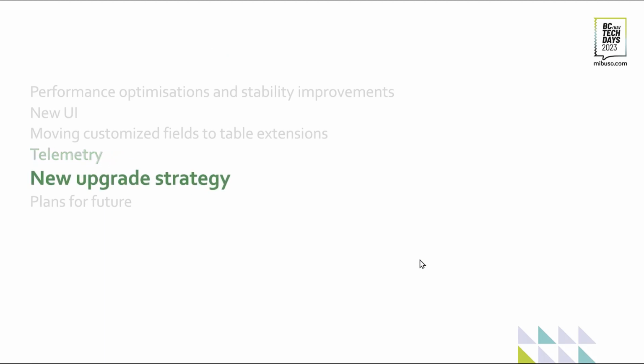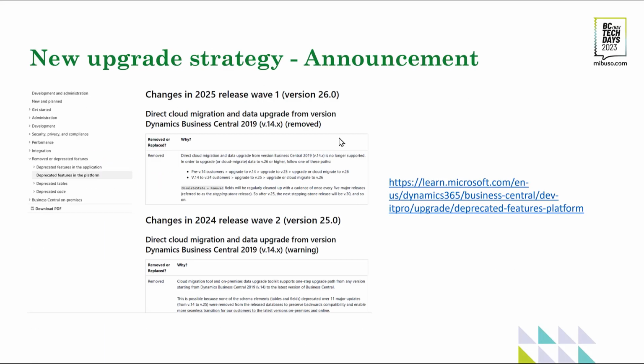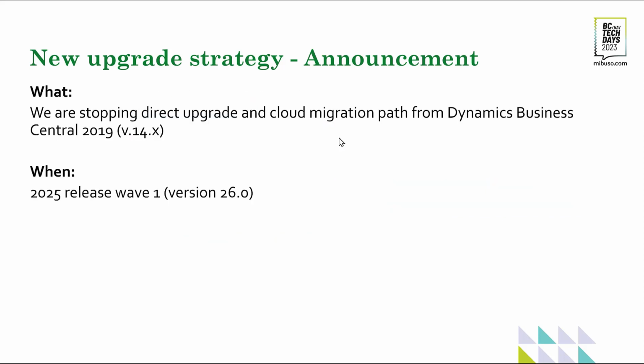So that was all for the partner-based telemetry, and now we are moving to the new upgrade strategy topic. A few months ago, we made an important announcement, and we have also talked about it at Directions, and we have published it on Yammer. We are using this opportunity to repeat it because it can affect some of you. If you would like to access the announcement, you can use the link on the right to access it on the official documentation site.